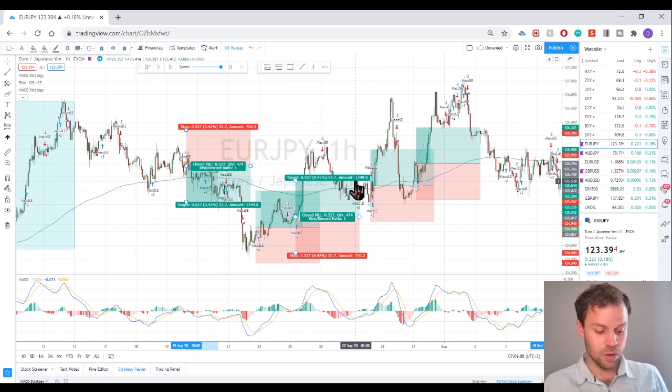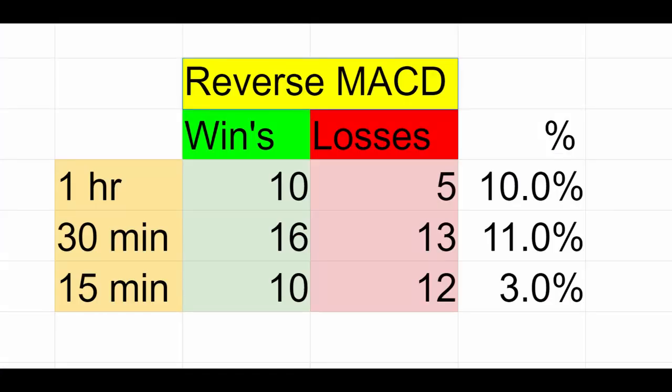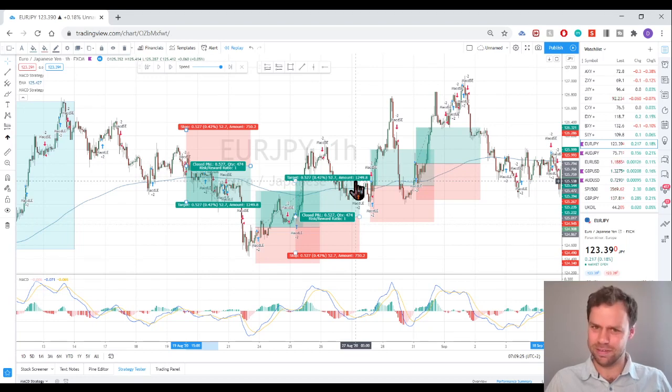And I discovered on the 1 hour, I got 10 wins and 5 losses over the same ranging period. On the 30-minute time frame, I got 16 wins and 13 losses. And on the 15-minute time frame, I got 7 wins and 16 losses. So this seems to work better on the higher time frames, but it's definitely something interesting and something that I would think would be worth looking into.